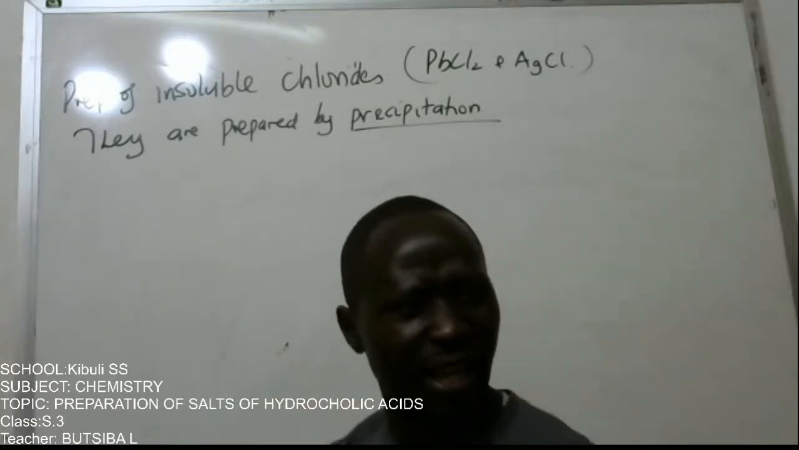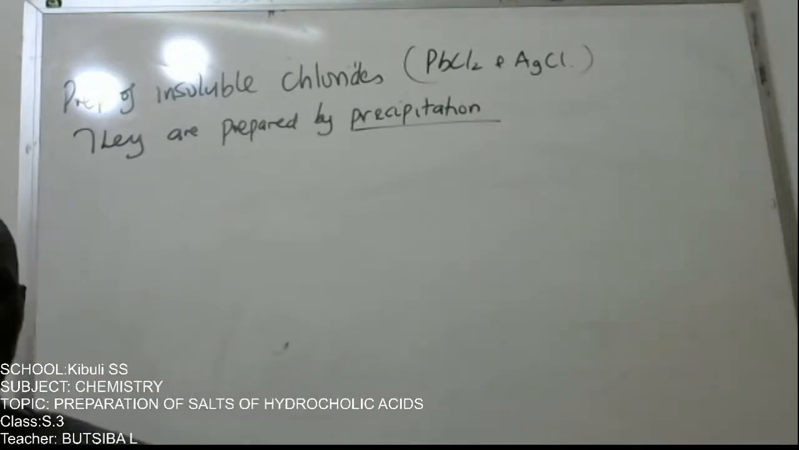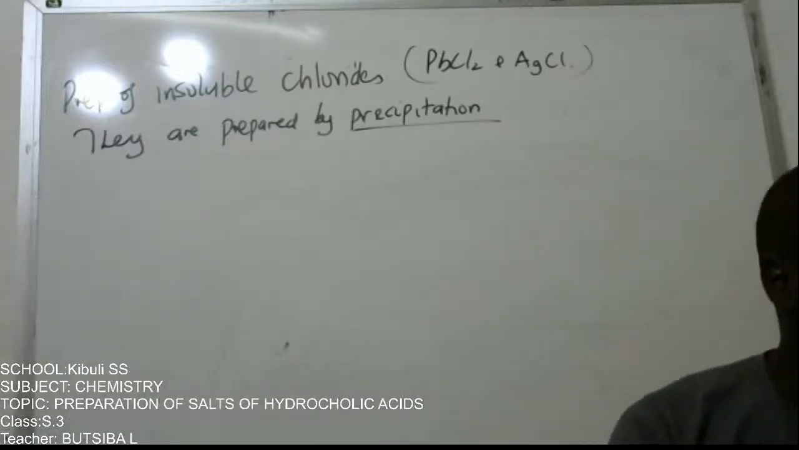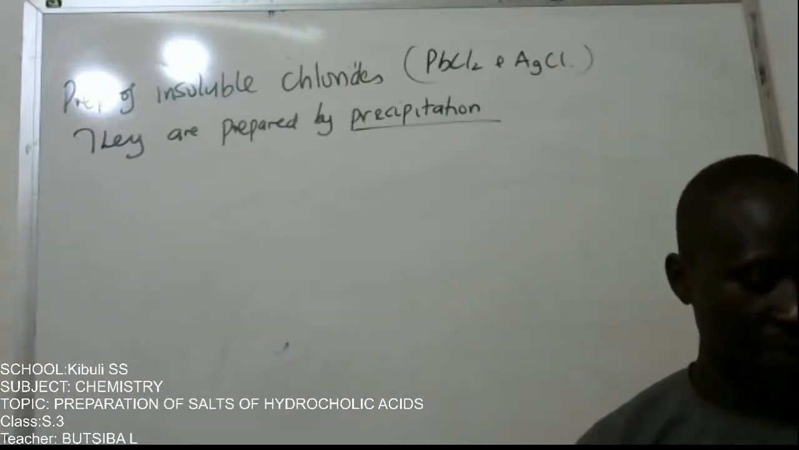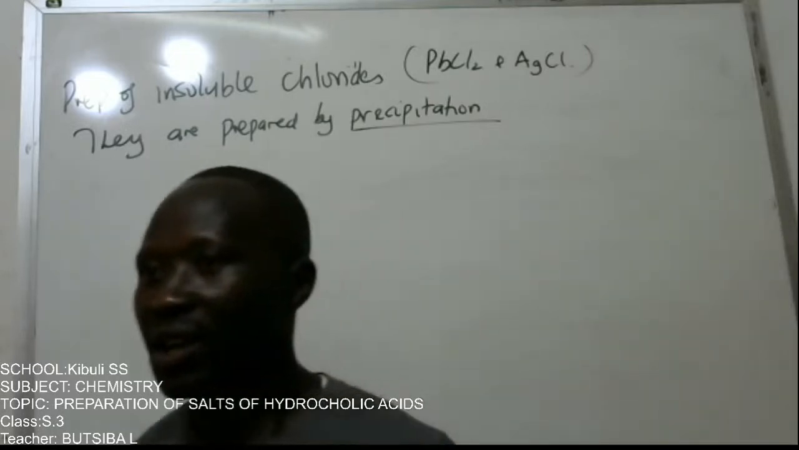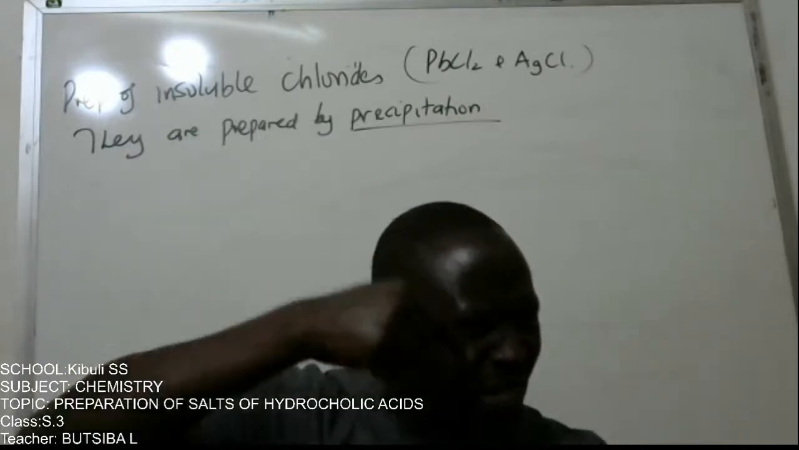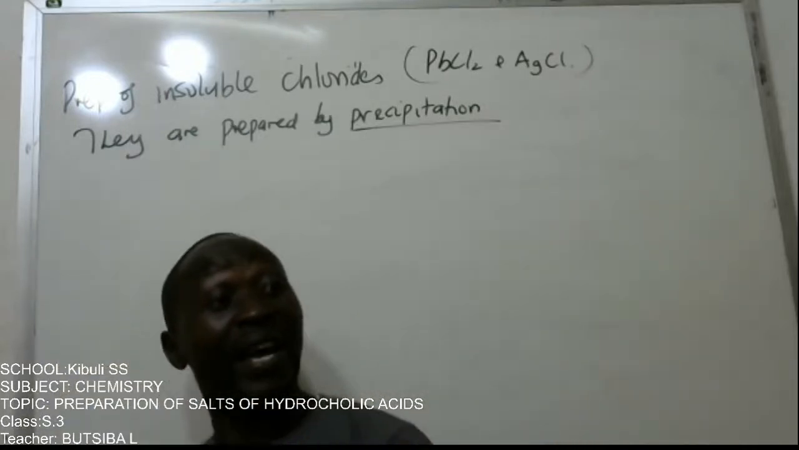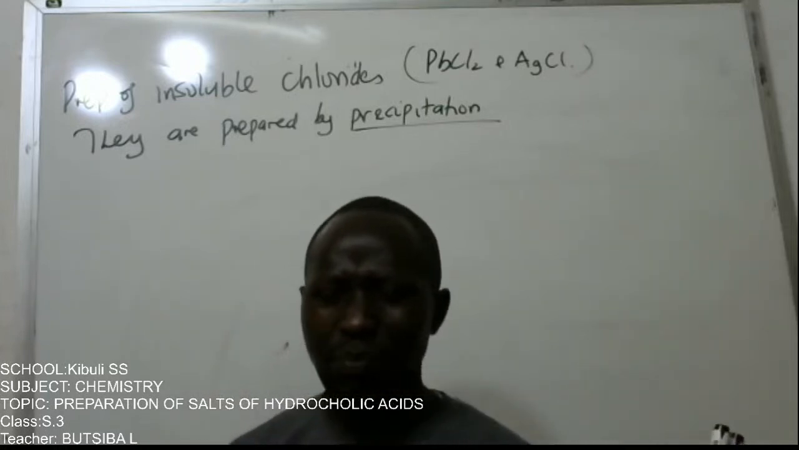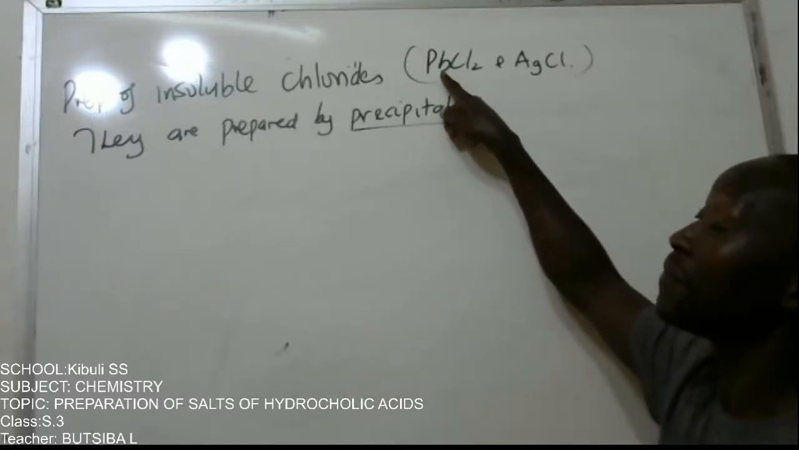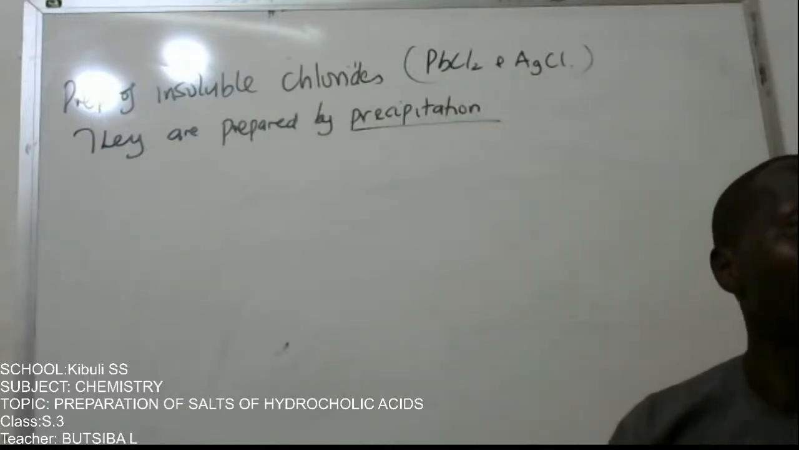So we prepare these two solids by precipitation because they are insoluble. Reactions in most cases end up stopping. So to make sure the reaction goes to the end, what do you do? You mix solutions together. One of the solutions is already hydrochloric acid. We have to look for another soluble salt that has the cation, because hydrochloric acid will produce the chloride ion. Who will produce the lead ion? Who will produce the silver ion? We look for a soluble salt.